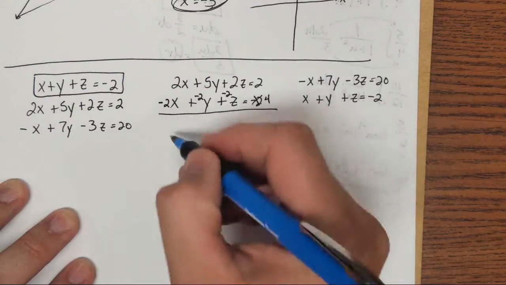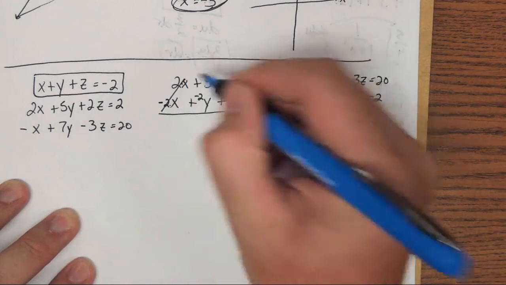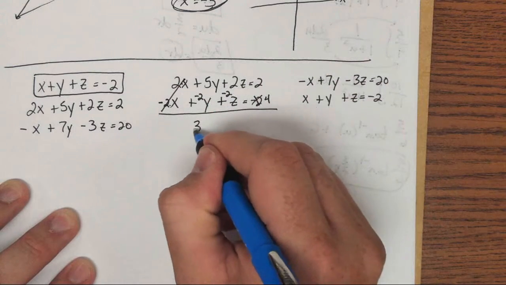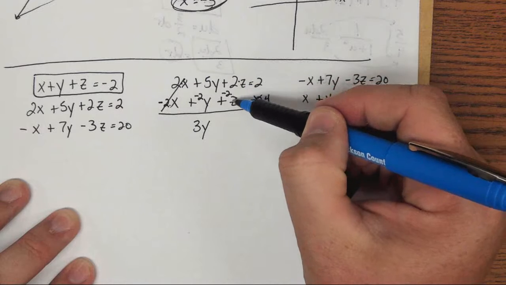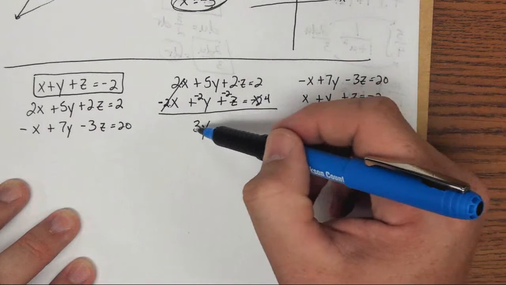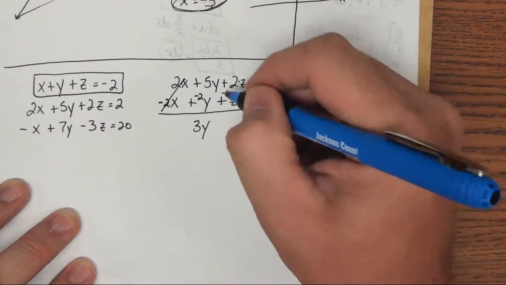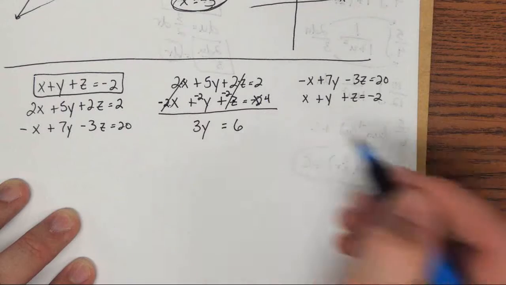We then just add the two equations together. 2x and -2x cancel. 5y minus 2y gives you 3y, and the same as the last problem, 2z and negative 2z also cancel. That's rare. Normally you're going to be left with y stuff and z stuff here, but in this case, they both cancel and leaves you with 3y equals 6.